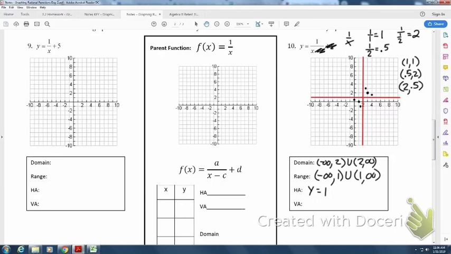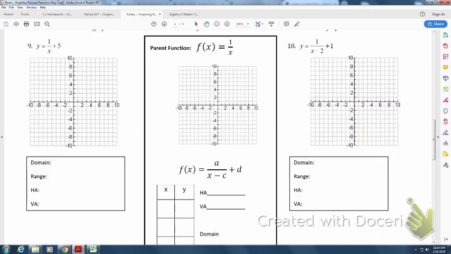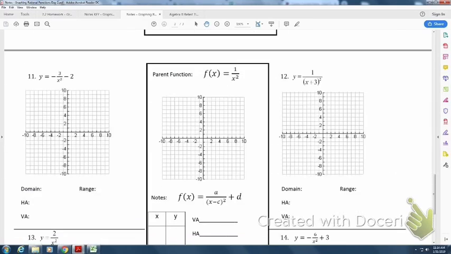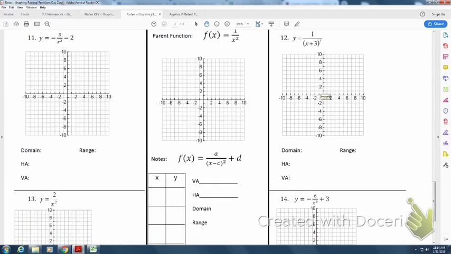Alright, so turn over to the back. We're only going to do 3. I think there's like 5 back there. We're only going to do 3 of them. Alright, so whenever you've got 1 over x squared, a lot of the parts of this graph are similar to 1 over x. Your vertical asymptote is x equals 0. Your horizontal asymptote is y equals 0. Your domain is the same. Your range is not going to be the same.